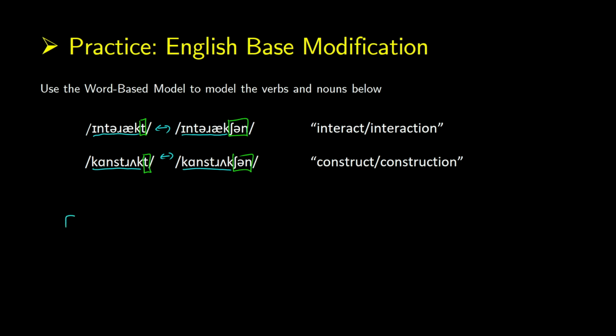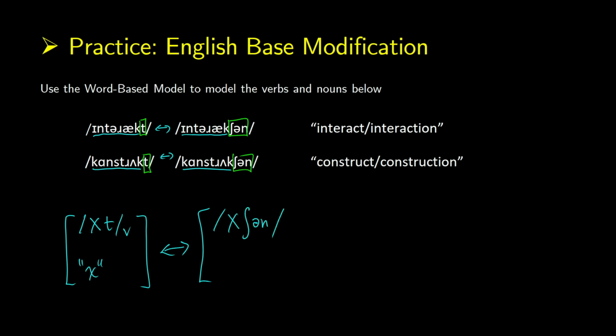We can say that we have some form X with a T at the end. Interact is going to be a verb, so this is just whatever X is. And this is going to be in correspondence with, well, everything in X is going to be the same, but that T is going to change to a shun. And interaction is going to be a noun. So we can say the meaning is X, and this is just the ION form. Again, I'm just going to keep it simple because the meanings aren't always super easy to nail down.